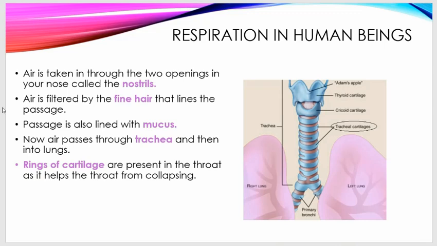first of all, the air is going to be taken through the two openings in our nose, which are called the nostrils. Now, in the nose, there are fine hairs which are going to filter out the air, and the passage is also lined with mucus. Once the air goes through these nostrils, it is going to enter the trachea and then it is going to enter into the lungs.